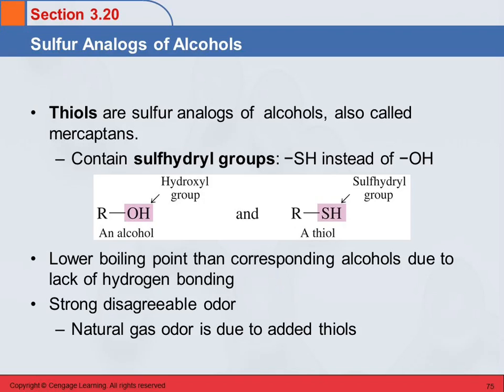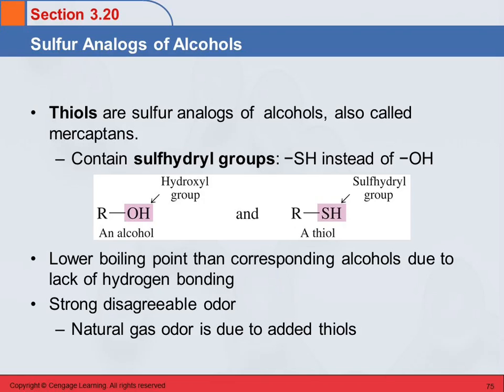Okay, sulfur analogs. Sulfur is in the same group in the periodic table that oxygen is. If we look at the periodic table on the wall, we see oxygen and sulfur are in group 16, or group 6A. They both have 6 valence electrons, and they're going to behave similarly in compounds.